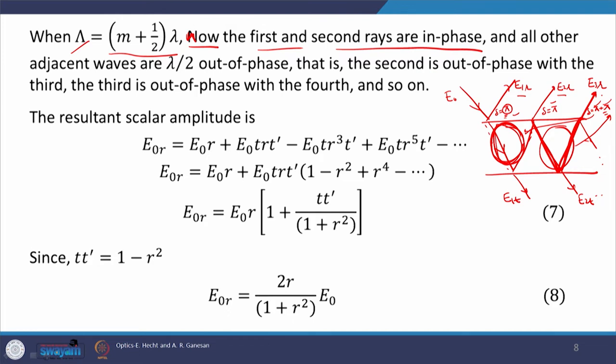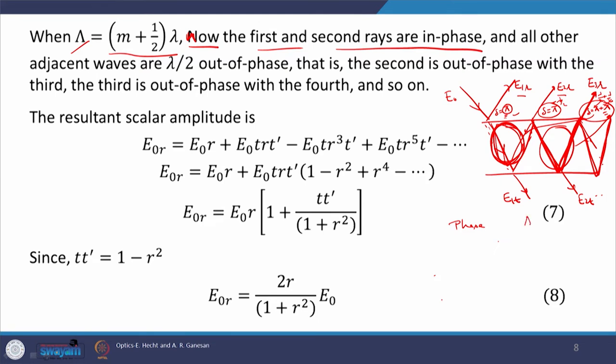Now, you see that E2r is out of phase with E3r. Similarly, if the beam travels once more through the whole film twice, then E4r would again be out of phase with respect to E3r. Why? Because an extra pi will again get added there. If you talk in terms of optical path difference, then the path difference here is lambda by 2. In this case, lambda by 2 plus lambda by 2. Let me write it here.